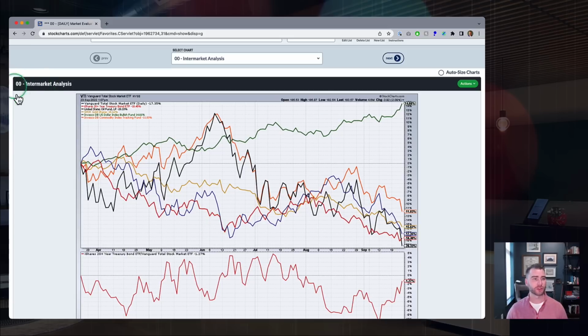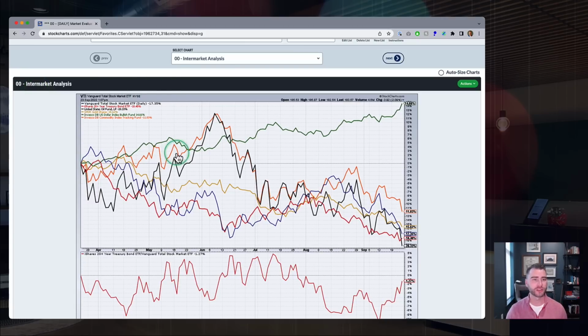You might notice we've got numbers here. Those numbers for each saved chart allow me to keep this in a specific order. I want to start at the top of the market and work my way down to different corners of it: different sectors, different industries, different specific indexes, things like that. So the starting place for my daily review is John Murphy's classic intermarket view.